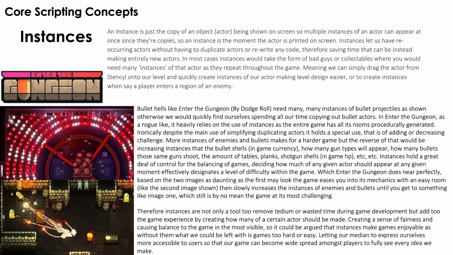Instances. An instance is just a copy of an object being shown on screen, so multiple instances of an actor can appear at once since they're copies. So an instance is the moment the actor is printed on screen. Instances let us have reoccurring actors without having to duplicate actors or rewrite any code, therefore saving time that can be instead spent making entirely new actors.